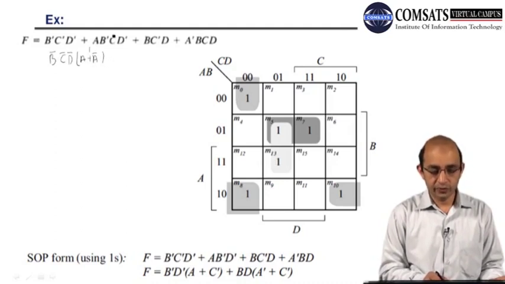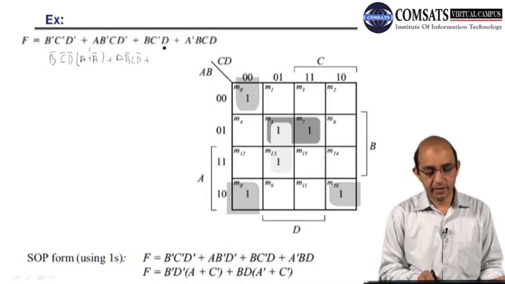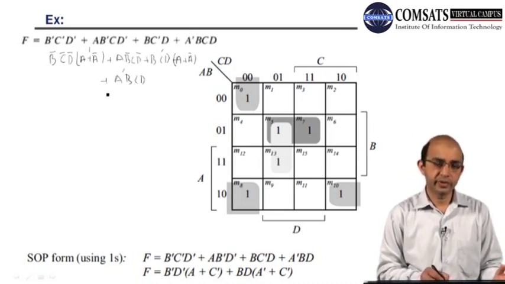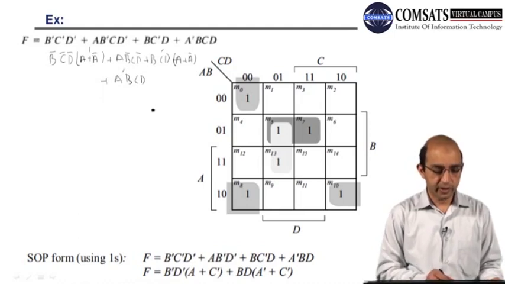So here we have all 4 variables, so we will write it as it is. And here we again don't have A, for B, C bar, D, so we will be multiplying by A plus A bar. Again here we have all the variables. So this is the simplest way to start.